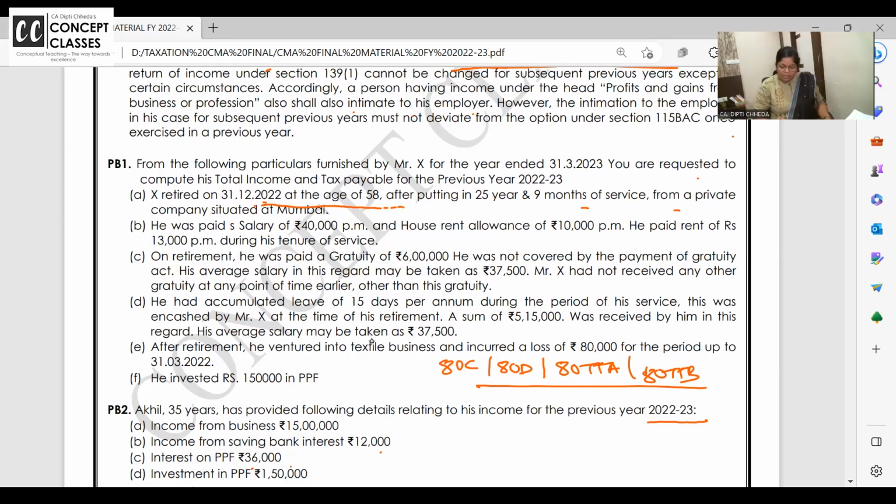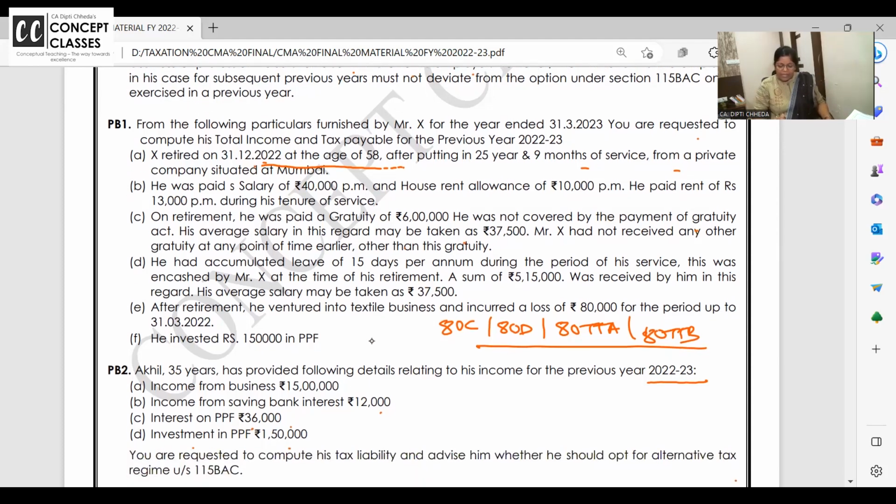On retirement, he was paid gratuity and he was not covered in the Gratuity Act. Then average salary of the last 10 months and actual gratuity received and government limit 20 lakhs, whichever is least. Leave salary also like that they have received. After retirement, he ventured into textile business and incurred a loss. Can you set off business loss in salary income? Answer is no. So this point has got no relevance except that you have to write a note.